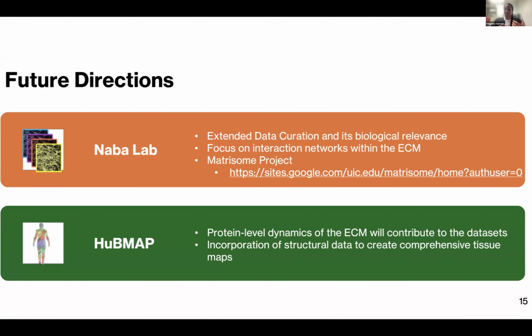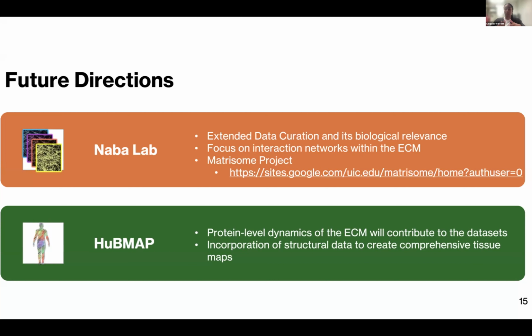And so not only will this protein level evidence help with the NABA Lab, but it will also help with the HuBMAP consortium. As we know, HuBMAP's primary goal is to have an open access global platform to map trillions of healthy cells in the human body. Given that the ECM is often understudied, the structural data that we derive from the matrisome proteins from the PDB database can hopefully enhance our understanding of ECM biology, and this protein level dynamics can contribute to HuBMAP data sets, as well as help create comprehensive tissue maps.